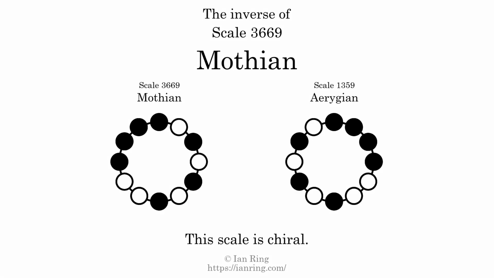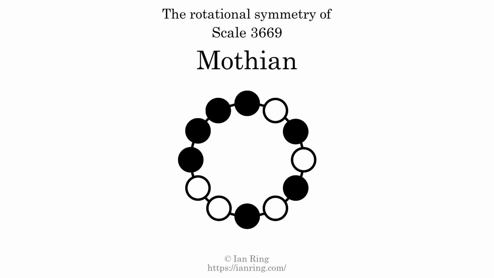The inverse of a scale is a mirror image. It is what you get when the sequence of intervals is reversed. The inverse of this scale is scale 1359, also known as origin. This scale is chiral. It cannot transform into its inverse by rotational transformation. This scale has no rotational symmetry.